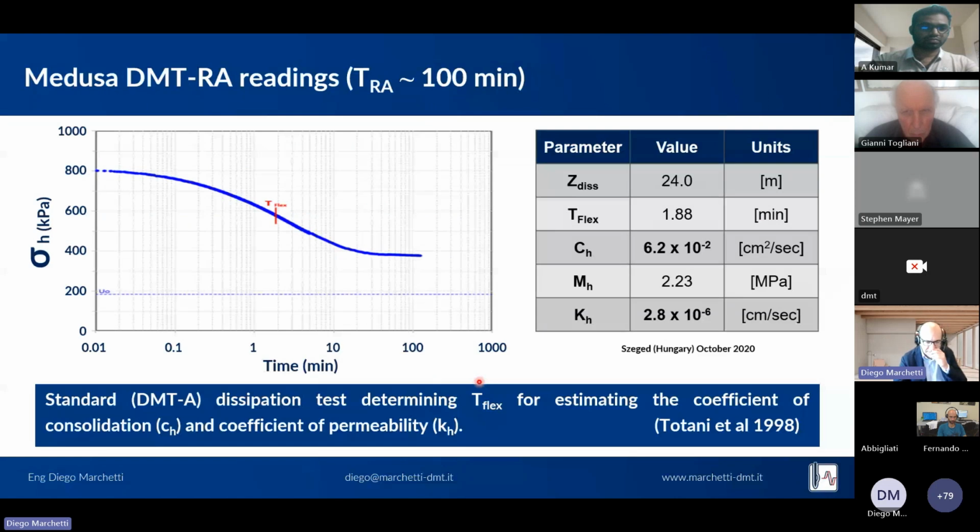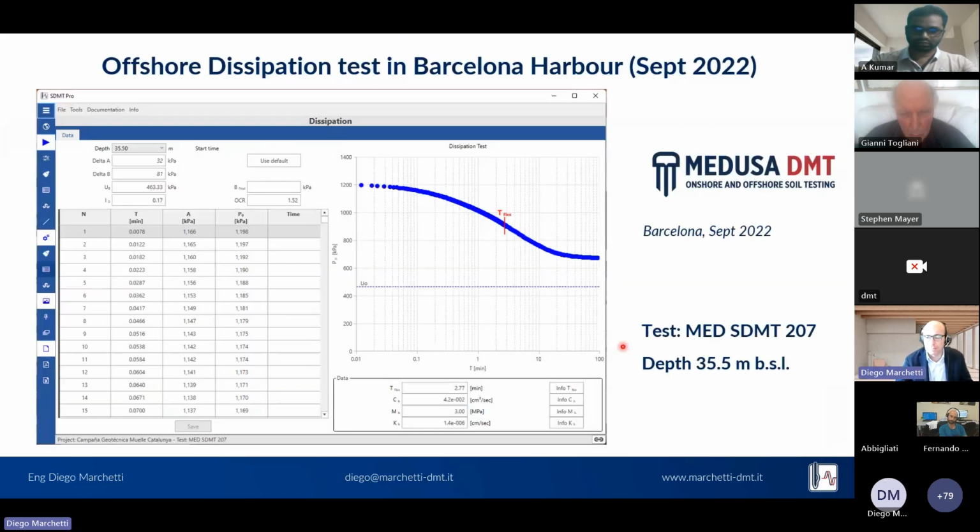So this is one of the dissipation tests we performed in Hungary. And as you see, the data is continuous compared to the pneumatic DMT because the measurements are taken very, very rapidly. This is 100th of a minute, so just a few seconds or deciseconds, and then continuous points designing this consolidation curve. Another example was also in the harbor of Barcelona in September 2022, so offshore. And again, you see a very, very consistent dissipation curve at 35.5 meters of depth.